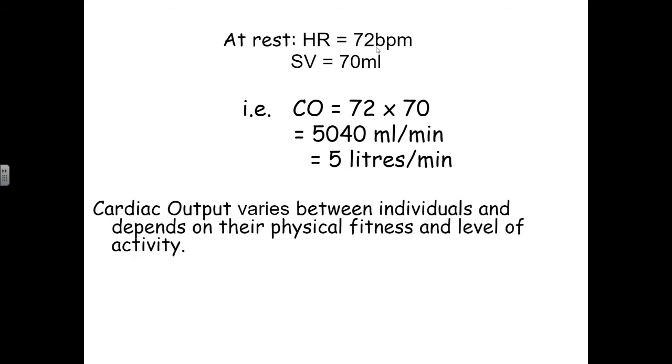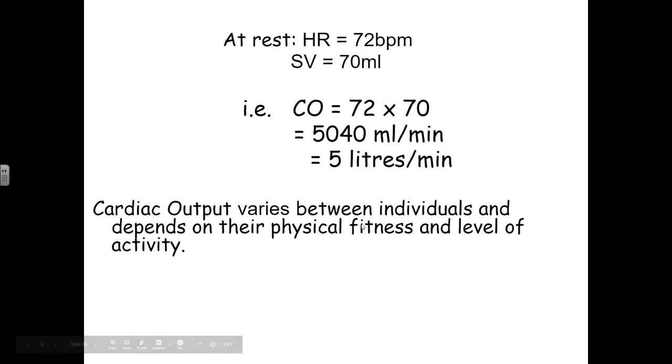So at rest, your heart rate is about 72. Your stroke volume, the volume per pump, is 70. If you multiply those numbers together, you get something in the region of 5,040. Now, our cardiac output is in litres, so you need to divide that number by 1,000. When you do that, you get 5.04 litres, or simplified, 5 litres.